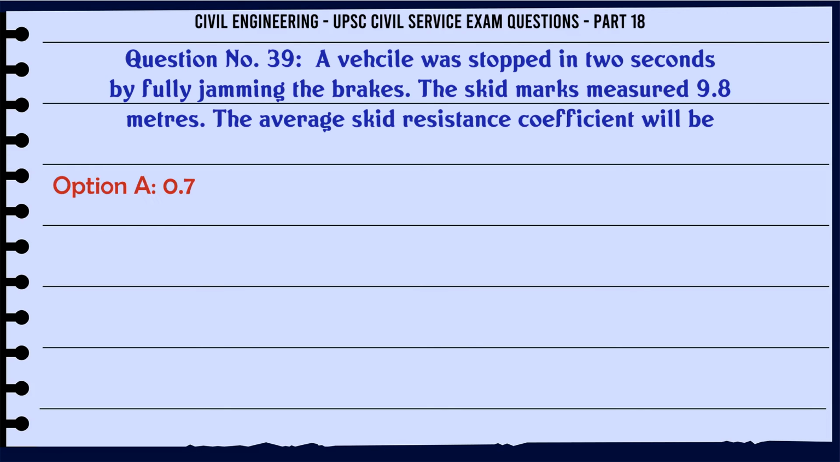A vehicle was stopped in 2 seconds by fully jamming the brakes. The skid marks measured 9.8 meters. The average skid resistance coefficient will be A, 0.7; B, 0.5; C, 0.4; D, 0.25. The correct answer is 0.5.